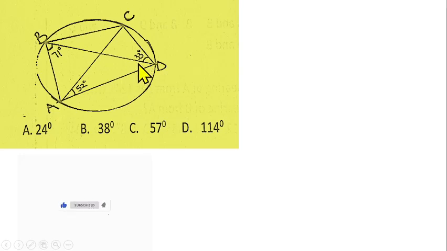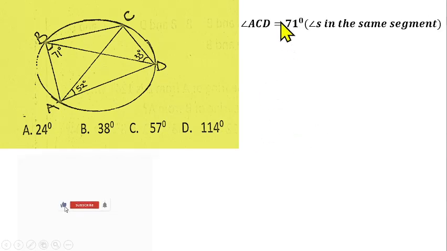You have to find this angle that is there. So from there, how can we do that? Angle ACD, the angle here is 71 degrees. Reason: angles in the same segment, so the angle here and the angle here are equal. So from triangle ACD, this triangle that is here, we have this angle and we have this angle. We can find the remaining angle that is there.